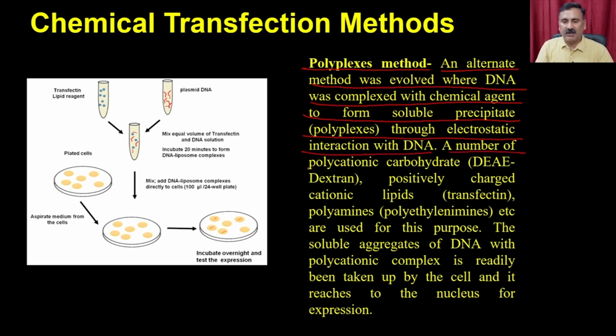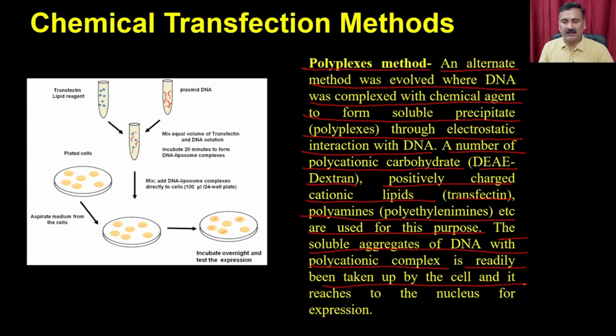A number of polycationic carbohydrates such as DEAE dextran, positively charged cationic lipids such as Transfectin, or polyamines, etc., are being used for this purpose. The soluble aggregates of the DNA with the polycationic complex are readily taken up by the cell and reach the nucleus for expression.